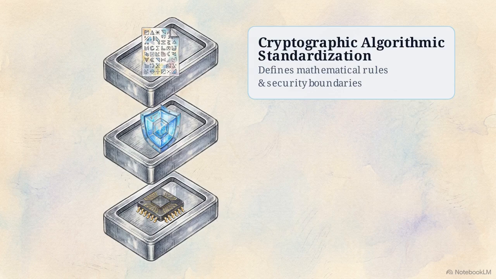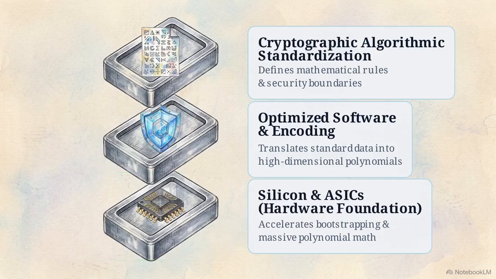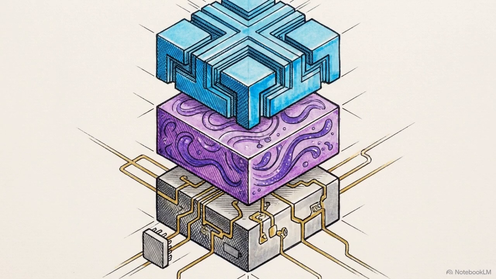At the top layer, we have cryptographic algorithmic standardization. This defines the exact mathematical rules and security boundaries of the protocol. The middle layer is optimized software and encoding. This is where standard application data is translated into a state the homomorphic protocol can actually use. At the foundation, we have the hardware, application-specific integrated circuits, custom silicon designed to execute only this math. Transitioning FHE from academic theory to commercial reality strictly depends on the synchronization of this specific engineering stack.